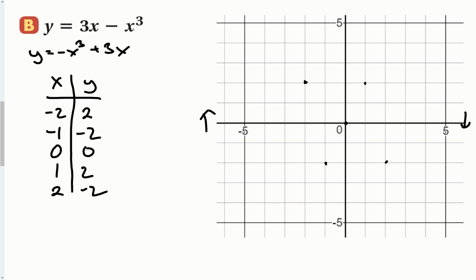Oh, that looks weird. But remember, we're going to go left to right. And right? If we just follow the dots, I get my graph that looks kind of like that.